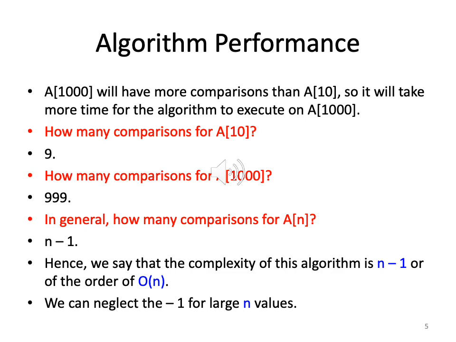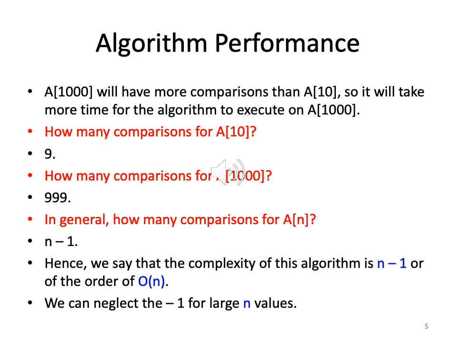So it will take more time for the algorithm to execute on A1000, because each comparison will take time. A[i] is less than max, and both max and A[i] are stored in certain memory locations. So you have to go there, compare, and get a true or false. That comparison operation takes a certain amount of time, so it's easy to see that more comparisons translate to more time. So how many comparisons for A10?